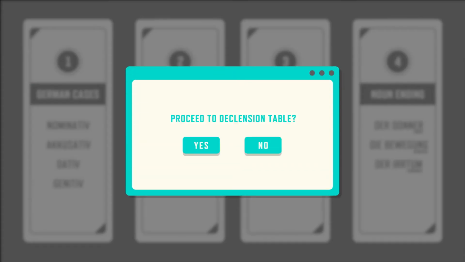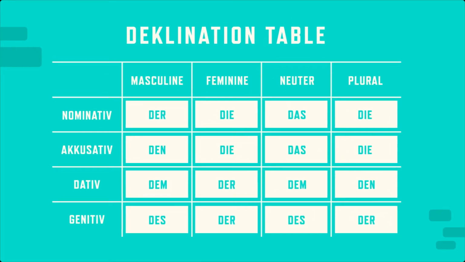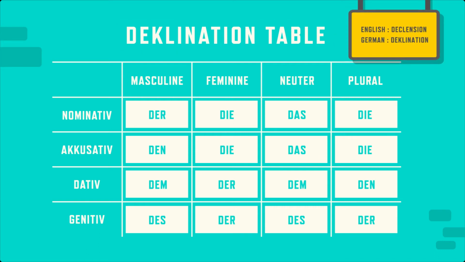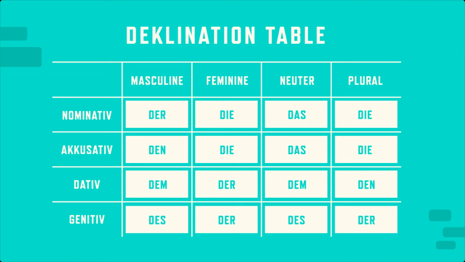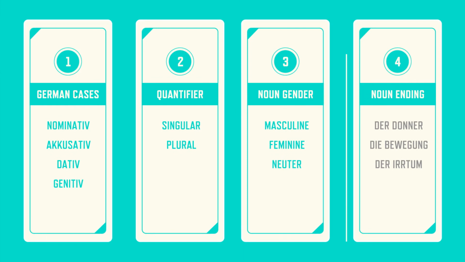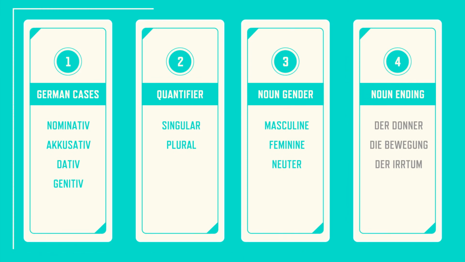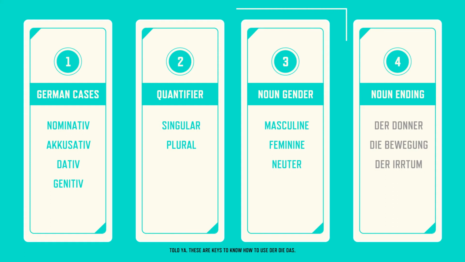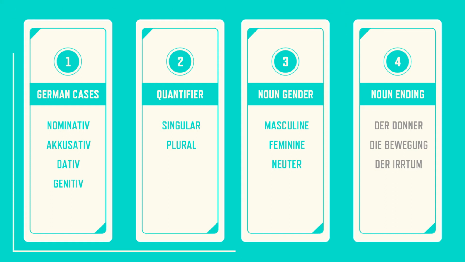Before getting into those 4 parts, we first have to look at this declension table, also known as Deklination in German. Deklination is basically what this whole video is all about. It means the articles der, die, das will be declined into den, dem, des, depending on the sentence structure. What do I mean by sentence structure? The sentence structure is formed based on what I've mentioned earlier in the first 3 parts: what case we are using, is the noun masculine or feminine, singular or plural.